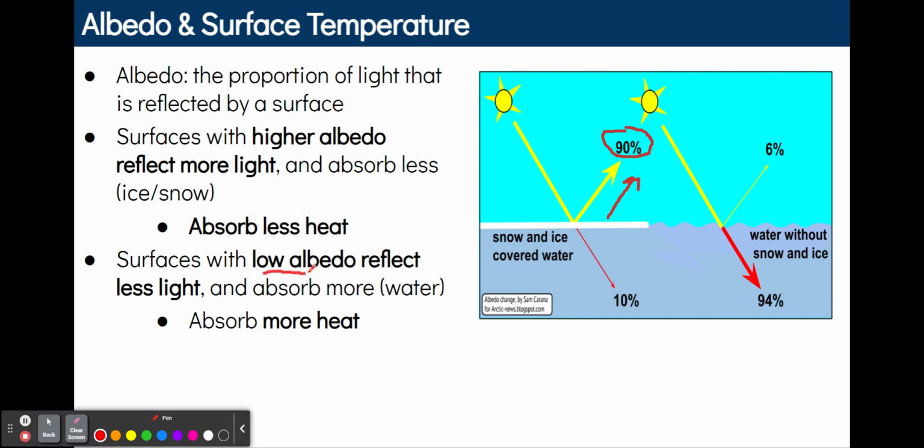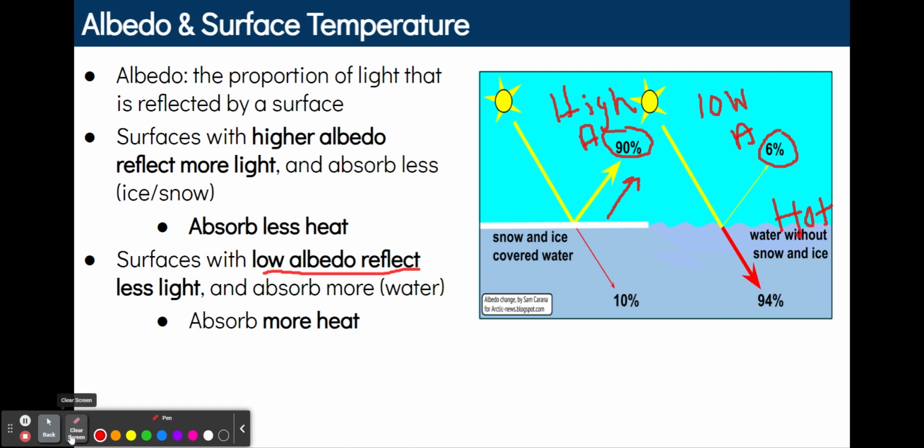However, surfaces with a low albedo reflect less light and they absorb more. So this would be a high albedo. This would be low albedo. Okay. So because you have surfaces with a low albedo, they are going to be reflecting less sunlight, absorbing more, making them hotter, more warm.